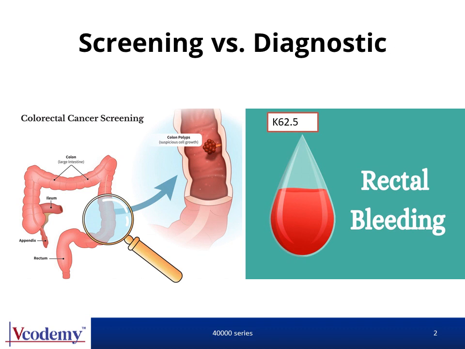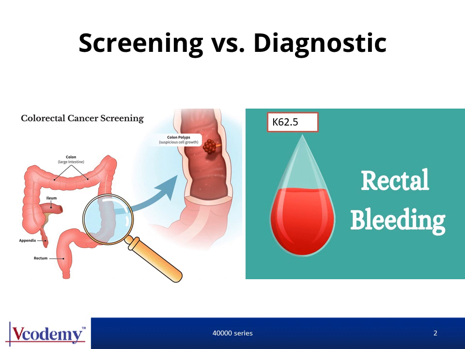So first you need to read the chart and find out if it is a diagnostic versus a screening colonoscopy. How do you differentiate? As you can see in the slide, the patient may have some symptoms like rectal bleeding, constipation, intermittent diarrhea, abdominal pain, etc. These are the symptoms which a patient will commonly exhibit.